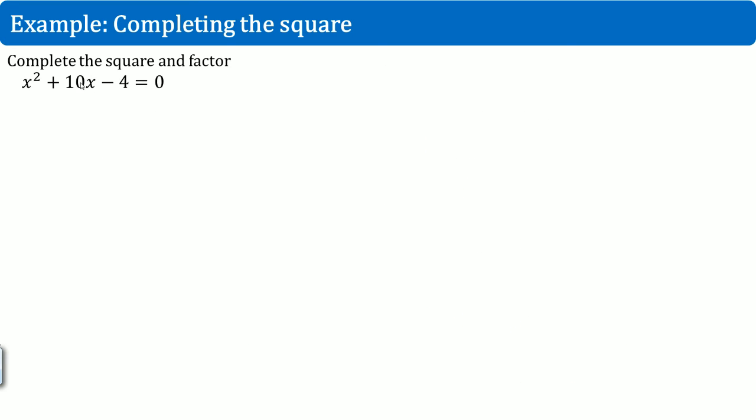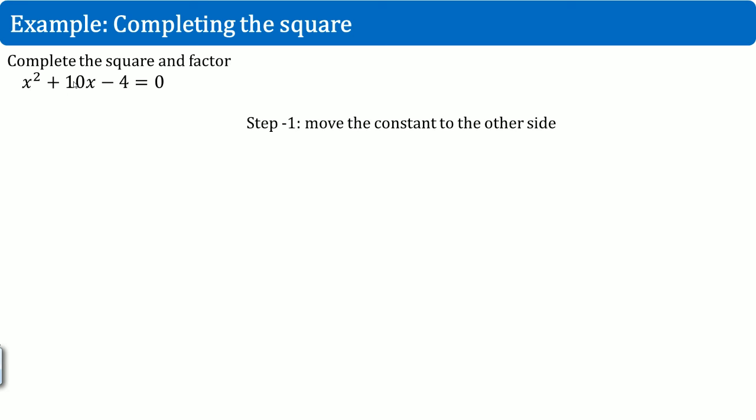All right, next. Here, it's asked us to complete the square and factor, and solve. So we want to make sure that we solve this as well. So notice that here, x squared plus 10x minus 4 equals 0. You cannot use the diamond method on this. You can't find two numbers that multiply to negative 4 that add to 10. So let's complete the square.